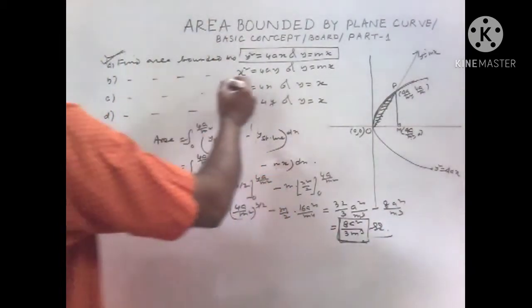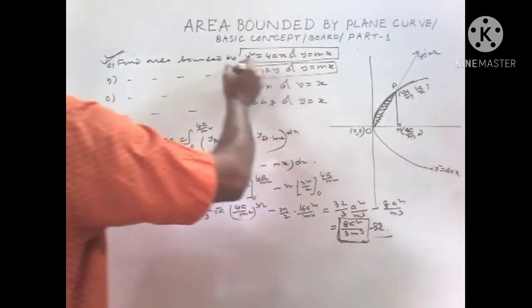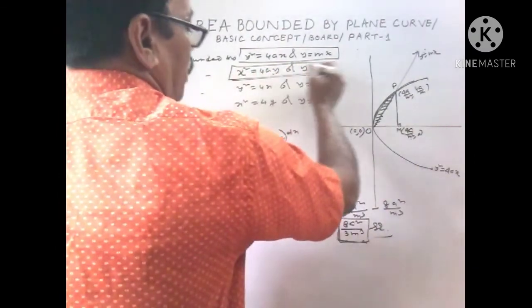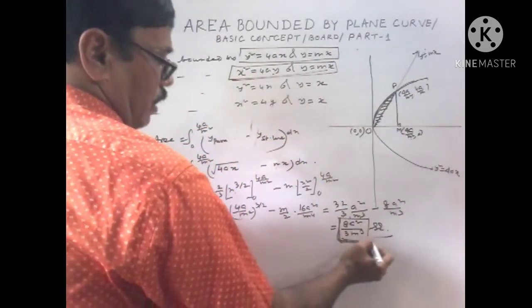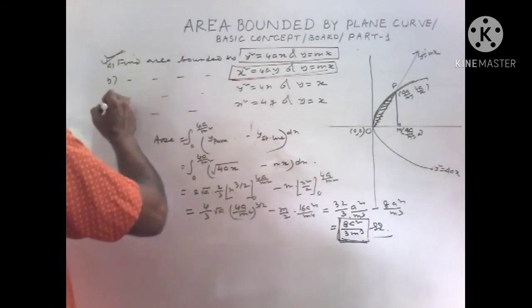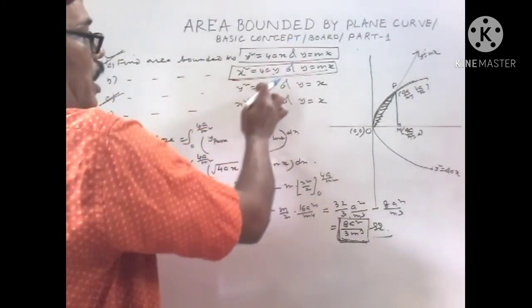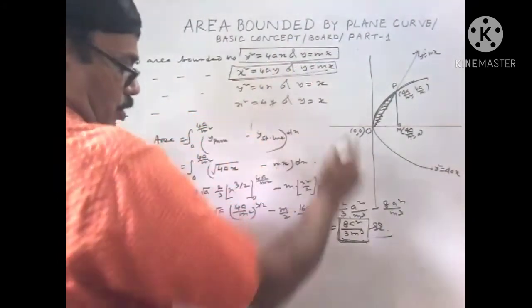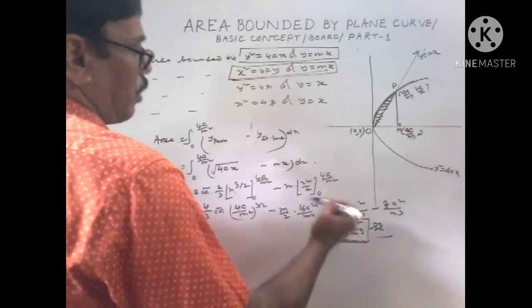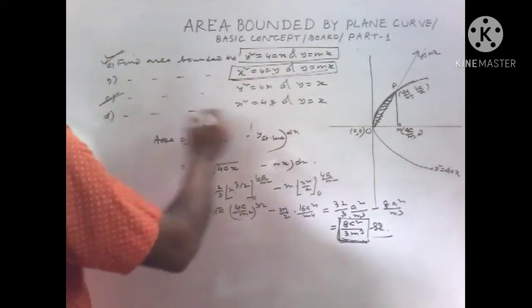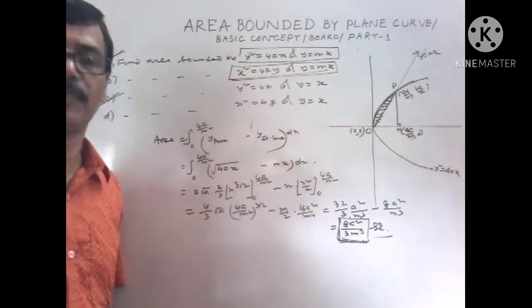So for the second one, same result, symmetric parabola, so 8a squared by 3m cube. For the third one, look, a equals 1 and m equals 1, so 8 by 3. For the fourth one also same.